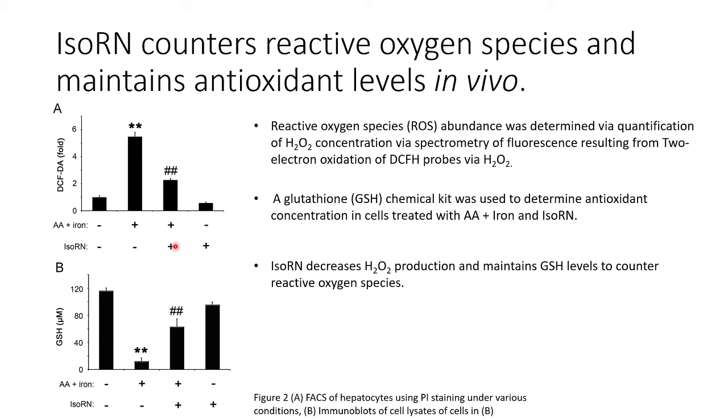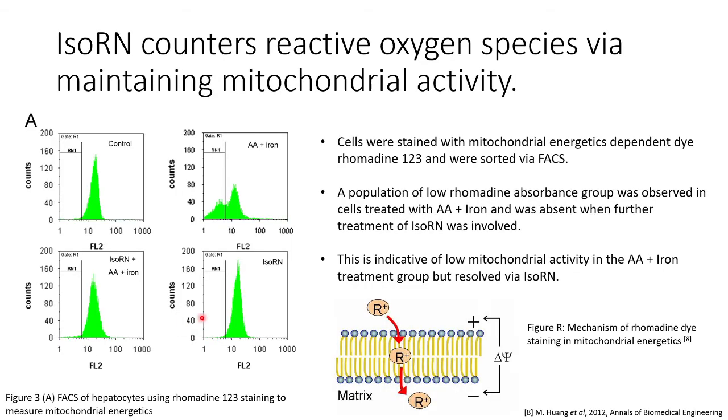The researchers also go on to measure glutathione, which is an antioxidant within the cell, and similarly we see a basal level in the control with no treatment. However, upon AA plus iron treatment, we see a stark decrease in the amount of antioxidant activity within the cell, but we see a maintenance of the antioxidant concentration within the cell by isorhamnetin treatment.